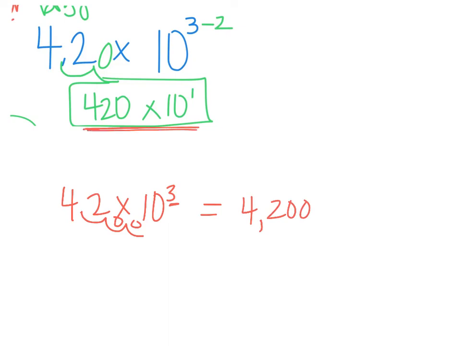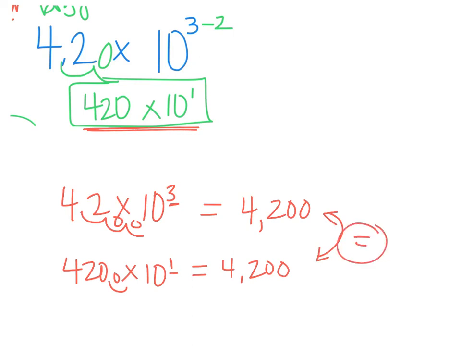Okay. Now my new number that I changed it to was 420 times 10 to the first. Well, to change that to standard form, I'm going to move my decimal 1 spot, and that changes it to 4,200. So these numbers are both equal, so I know I did it correctly. So that's a way you can check. You can always change both of your numbers to standard form, see if they end up equaling the same number. All right, if you have any questions about how to change these numbers, please reach out to your teacher.